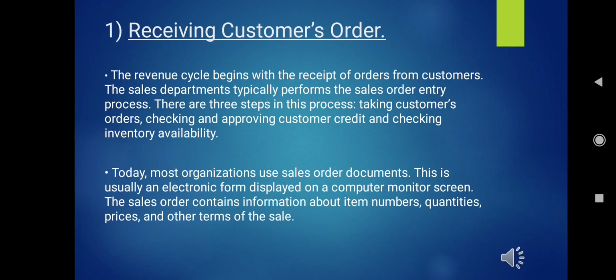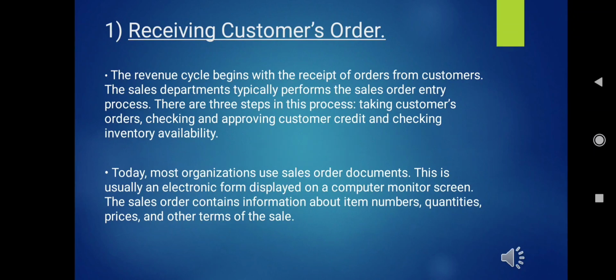Assalamualaikum warahmatullahi wabarakatuh. So today we'll take a look at revenue cycle processes. Basically the revenue cycle has 6 steps, and I will explain the first 3 steps, and the remaining 3 steps will be explained by my friend. Alright, the first one is receiving customers' orders. The revenue cycle begins with the receipt of orders from customers. The sales department typically performs the sales order entry process.